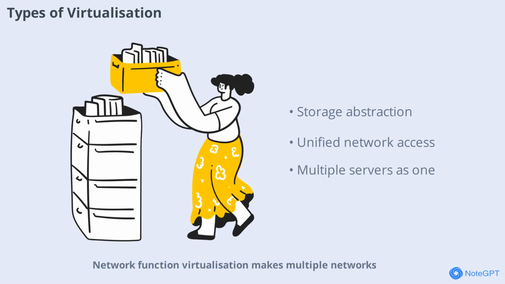Network function virtualization makes multiple networks appear as a single network to applications. Server virtualization enables applications to access multiple servers as if they were one. These techniques collectively enhance resource utilization and simplify management.